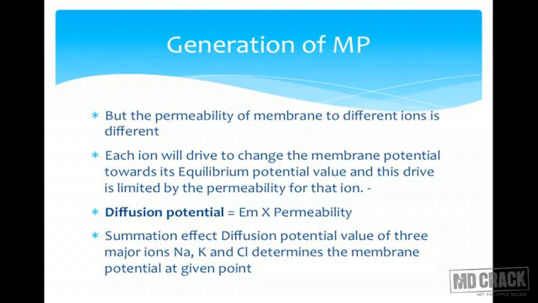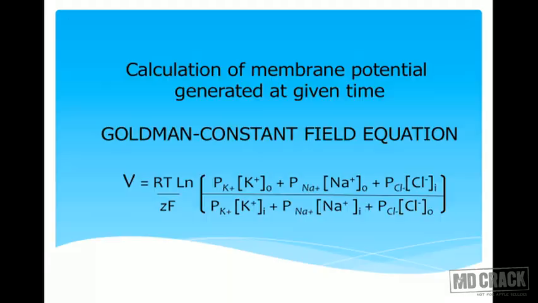And how will they contribute? Depending upon their permeability. Right? So, summating all that together, the value of the membrane potential can be calculated by the Goldman constant field equation. Now, what is this Goldman constant field equation? V, the value of the membrane potential, is equal to RT upon ZF log of the permeability for the potassium ion multiplied by the concentration outside, over the permeability for the potassium ion multiplied by the concentration inside. In this way we calculate it for the potassium, sodium and chloride ions.